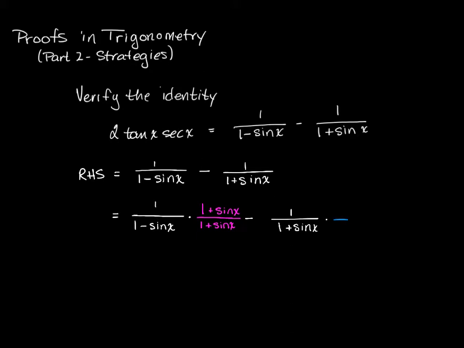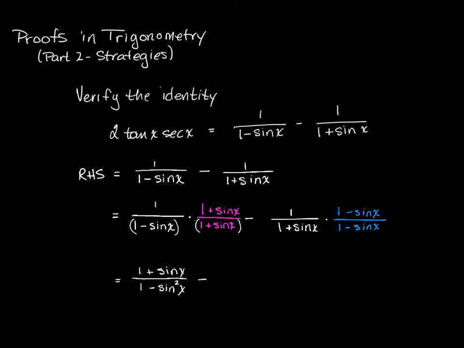The second fraction also needs to contain both factors 1 plus the sine of x and 1 minus the sine of x. So to introduce that factor in the denominator, I must also introduce it in the numerator. Now, when I multiply the numerators together, for the first fraction I get 1 times 1 plus the sine of x, and that's going to be over now the product of 1 minus the sine of x and 1 plus the sine of x, which is 1 minus sine squared of x.